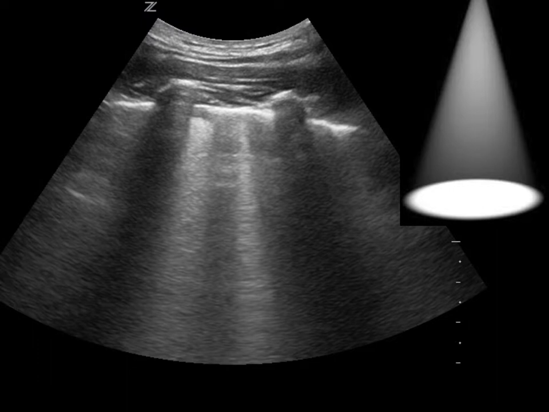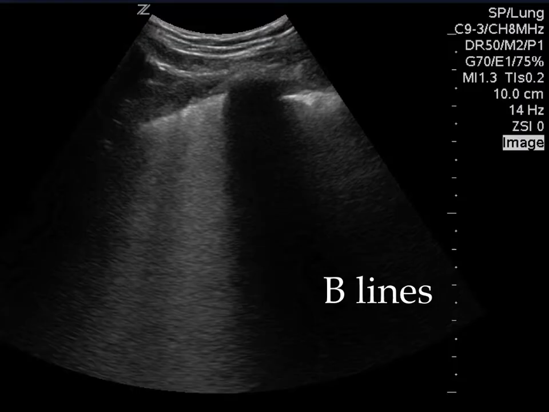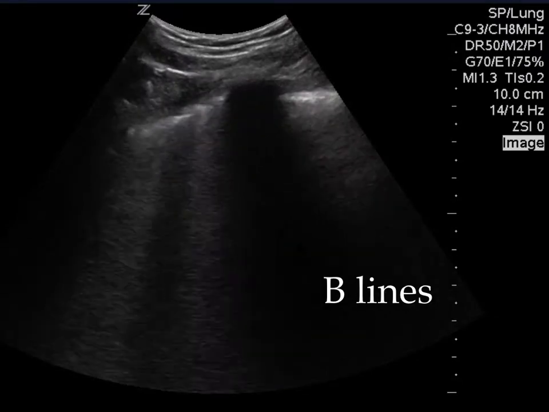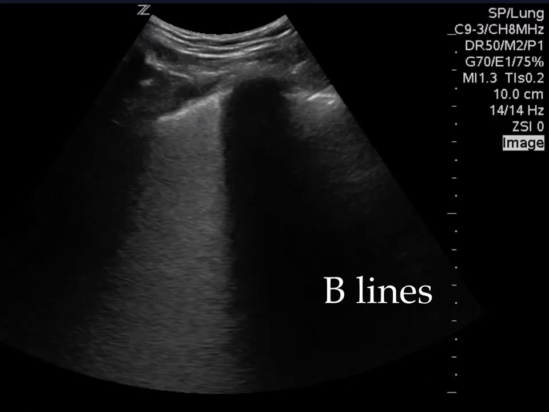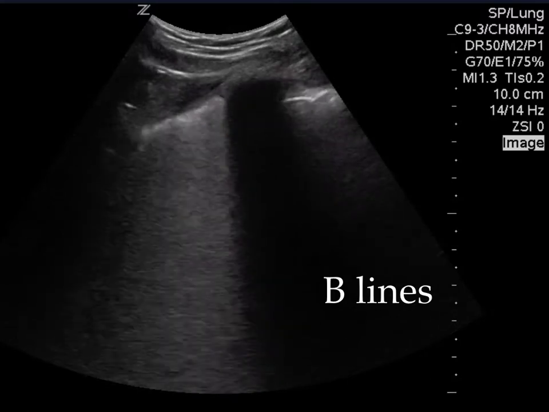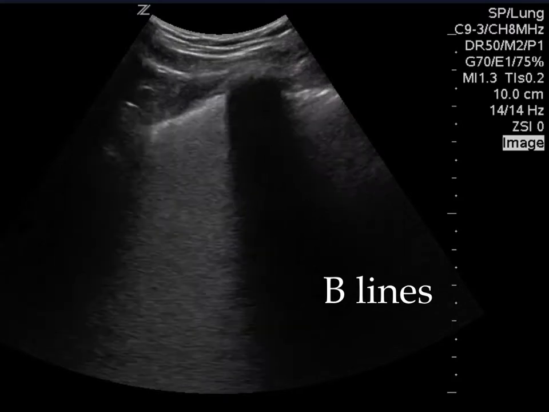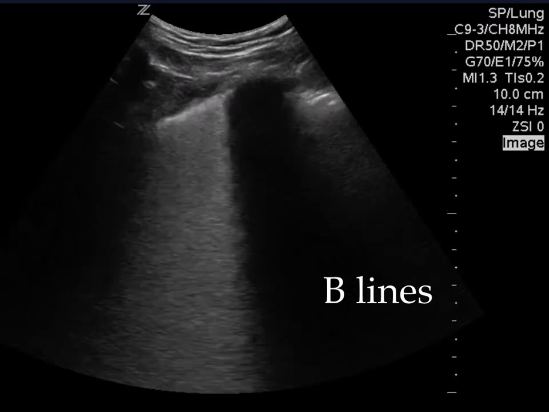Some people think it looks like a spotlight, and sometimes what can even happen is that you get so many of them that it doesn't look like a number of small spotlights, but it looks like one big one. This is a case of confluent B lines. There are so many of them packed together between these ribs that it looks like one big bright white line coming down from the pleura all the way off the screen.